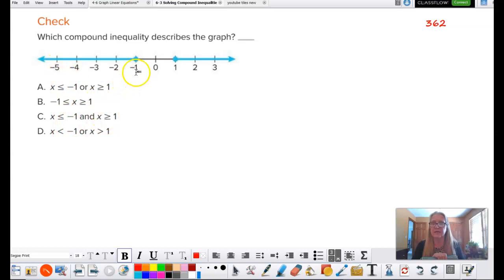Well, this one says x is less than or equal to -1. This says x is less than or equal to -1. This says x is less than -1. So I know A has to be the right one. I could continue checking. This says x is greater than or equal to 1. So A is the correct solution.